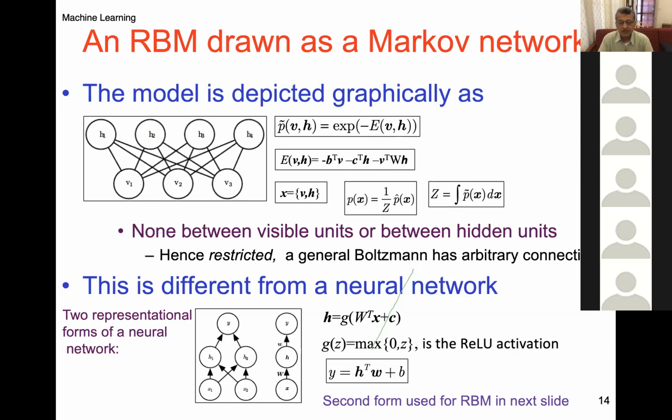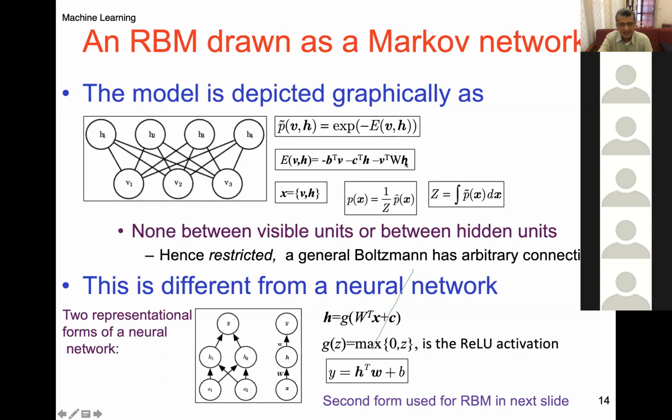When we studied Markov networks, we began with factors, and then we said, with a simple sleight of hand, we can replace the factors by taking the negative logarithms of the factor values. We can have an energy representation. So this energy representation, E(V,H), what is this E(V,H)? It is minus B transpose V, minus C transpose H, minus V transpose WH.